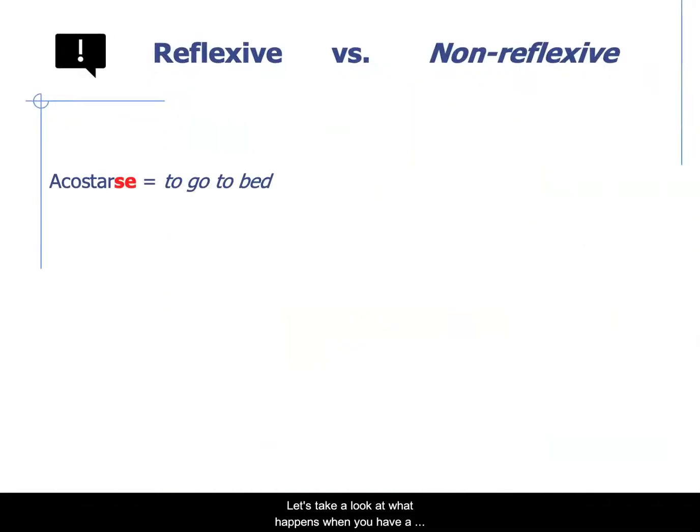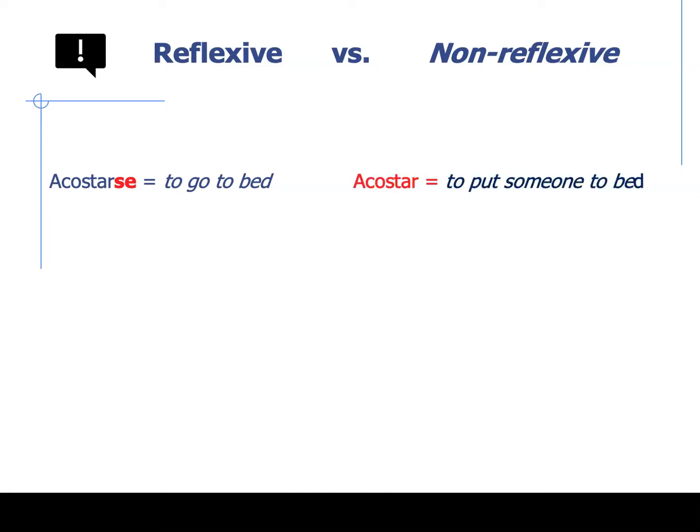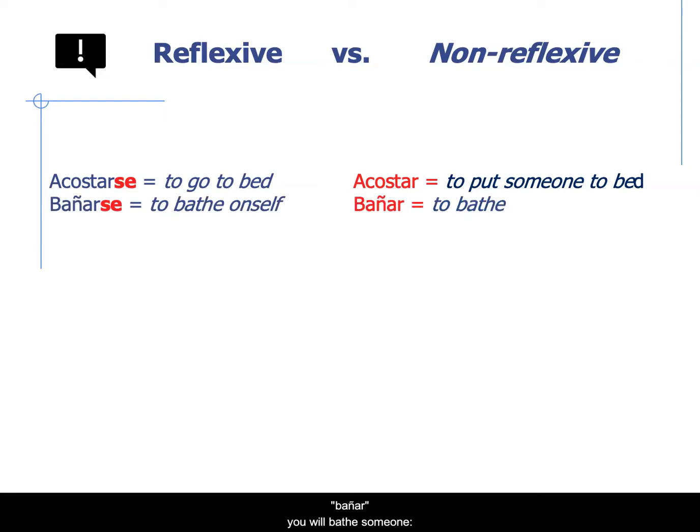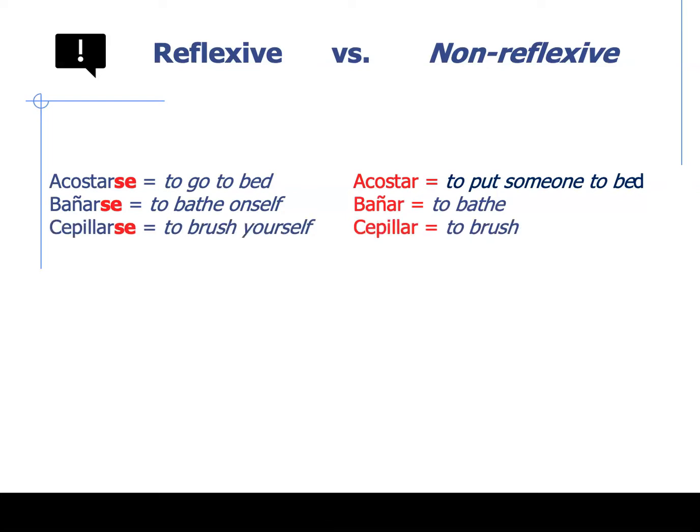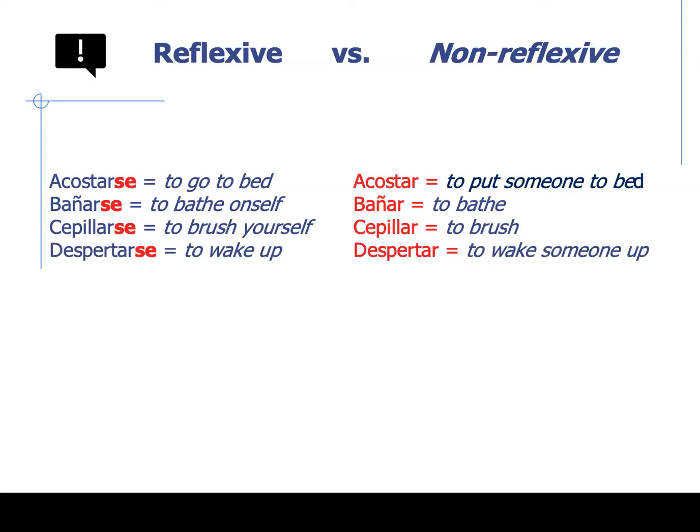Let's take a look at what happens when you have a reflexive verb and a non-reflexive form. Acostarse means to go to bed, but if you use the verb without the pronoun, it means to put someone to bed. Bañarse will be yourself. Bañar, you will bathe someone, a dog or a kid. Cepillarse versus cepillar. Despertarse, to wake up. Despertar, to wake someone up.